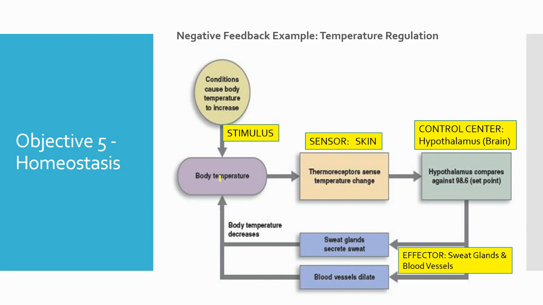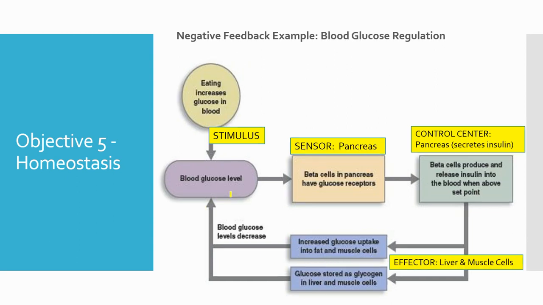So once again, it's kind of a turn on. You turn on the sweating and the dilation, and then once we get back to normal, it's going to turn off. Another example in our bodies is blood glucose regulation. And so when you eat, your blood glucose is going to rise. And so you're going to have sensors in your pancreas that recognize the increase in glucose.